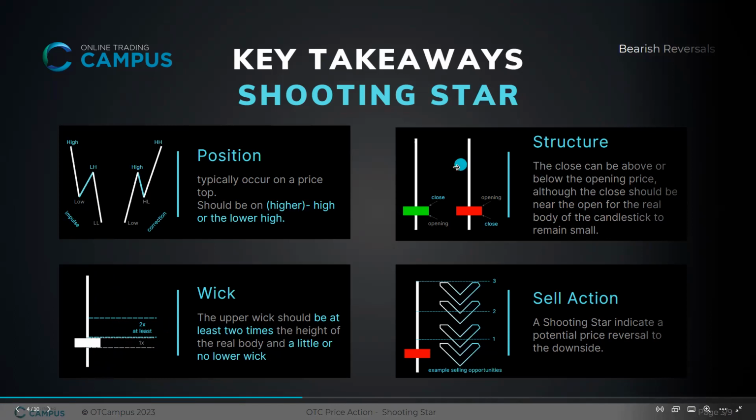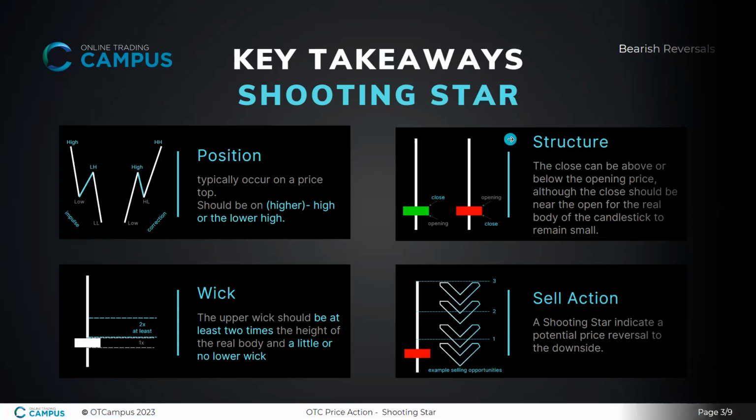Number 3 is structure. The close can be above or below the opening price. Also, the close should be near the open for the real body of the candlestick to remain small. That means a green body and also a red body is allowed. It's fine, it's still a bearish reversal. It's not necessary to close bearish, and it's also not better if we close bearish than bullish. End of the day, we need a small body.